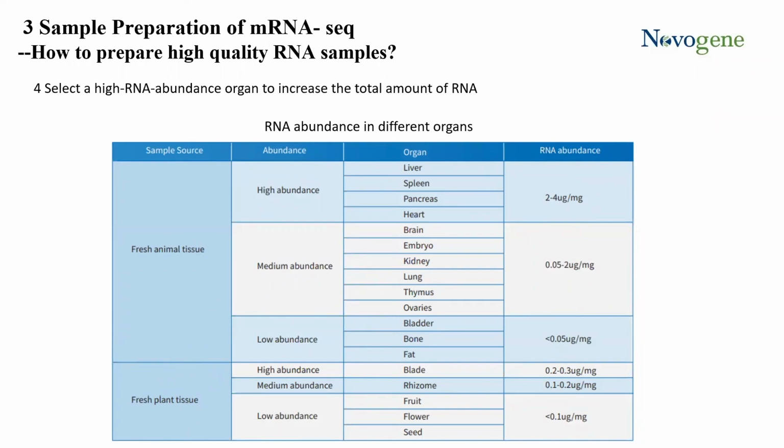Accordingly, in fresh plant tissue, the high abundance organ is the blade, and the RNA abundance is about 0.2 to 0.3 microgram per mg. And the medium abundance organ is the rhizome, and the RNA abundance is 0.1 to 0.2 microgram per mg. And in the low abundance category, it's fruits, flowers, and seeds. In these, they have less than 0.1 microgram per mg. But again, if you have any questions related to the sample submissions, like the amounts, please check our website, which has more details about the tissue submission as well as RNA submission details.